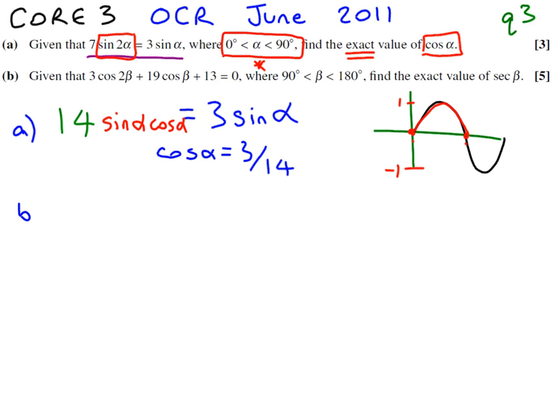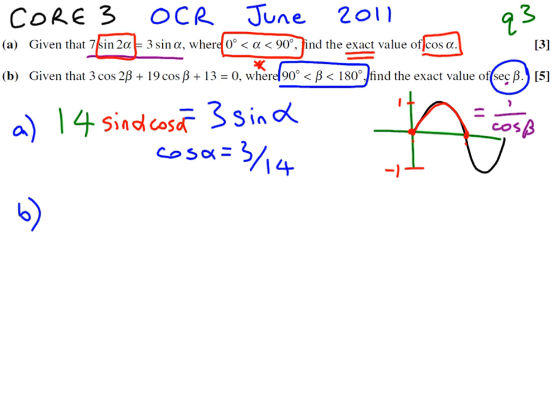That's part A then. Part B is a little bit more tricky. The equation that we've got again has boundaries for beta, the angle, and this time we want to find the exact value of sec beta. Now, a little trick to remember sec, cosec and cot: look at the third letter. The third letter of sec is C, so that means it's 1 over cos beta. So that's what we're after.